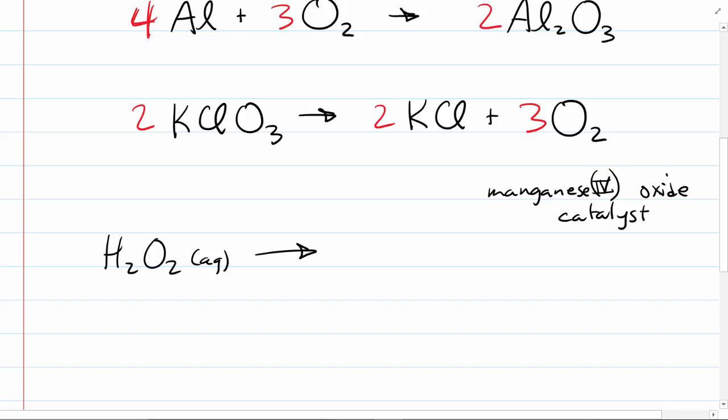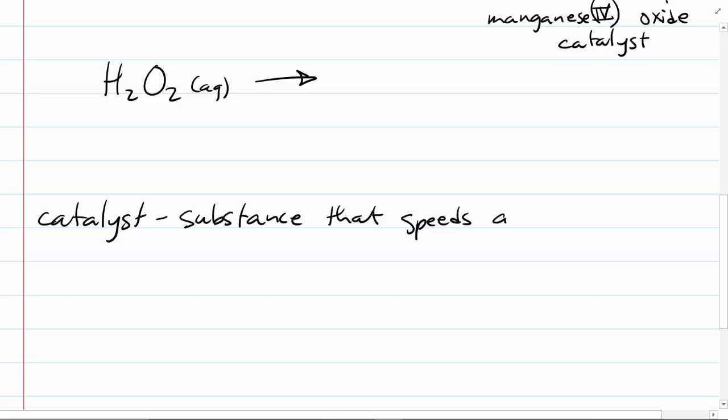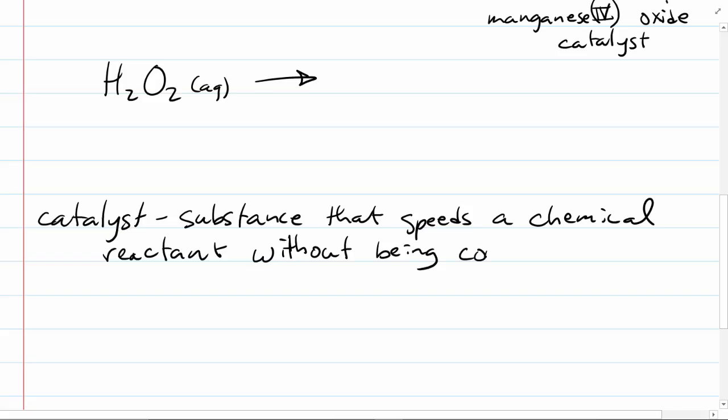Now a catalyst is a substance that does what? Anybody know from your previous exposure? It's a substance that speeds up a chemical reaction. And what is the caveat? The caveat is without being consumed. So it's a substance that speeds up a chemical reaction without being consumed.